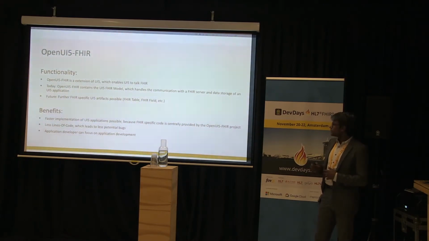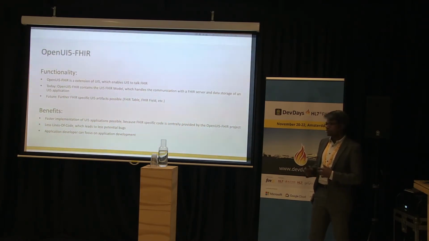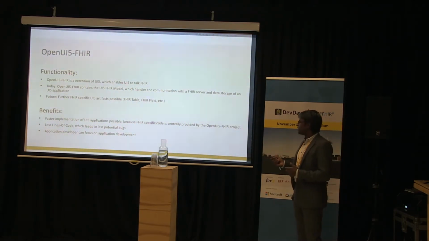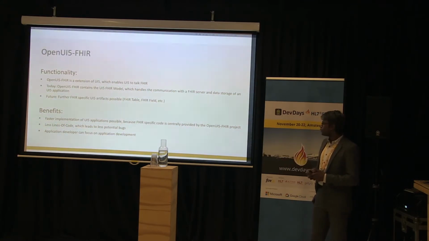As we have seen in the models, it initially supported only JSON, XML, OData, but now with this framework, we can enable UI5 applications to really talk and understand FHIR. And today, OpenUI5 FHIR consists of a FHIR model. So that's what we have been talking about, which handles the communication with the server and takes care of the data storage, especially what is needed in the UI5 application. But further enhancements could also be made, like building certain UI5-specific controls focusing on the FHIR resources, like tables and fields.